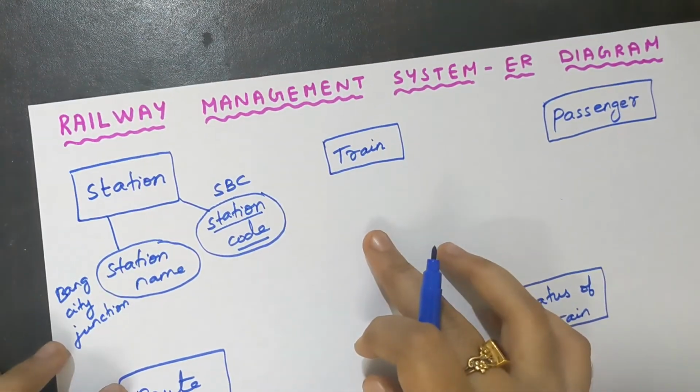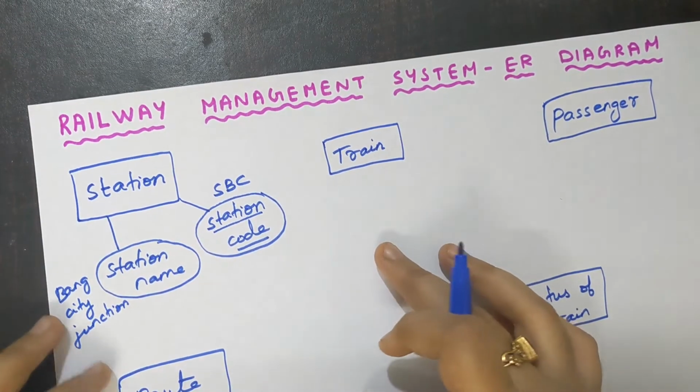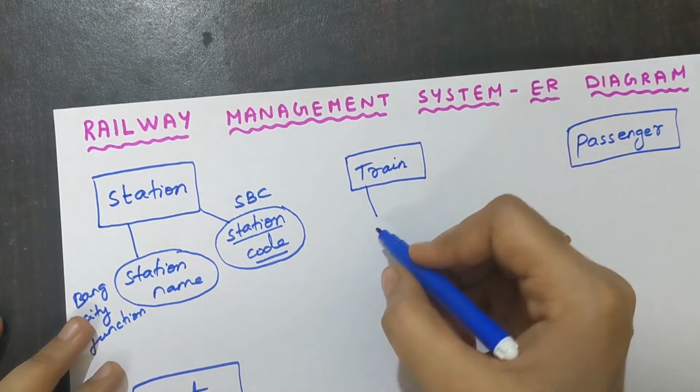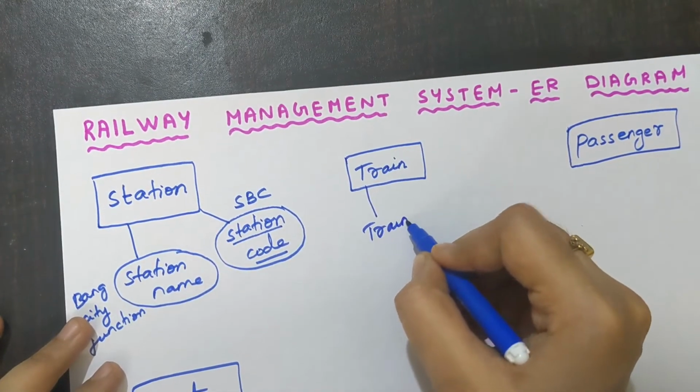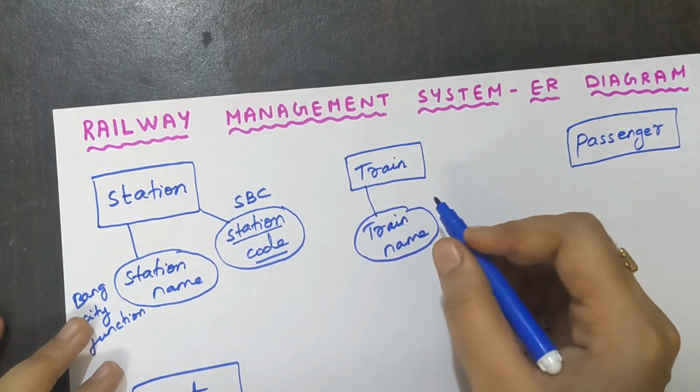Next, let us look into the attributes for the train. What are the attributes for the train entity? Train will have a name. So, name of the train. So train name is an attribute.